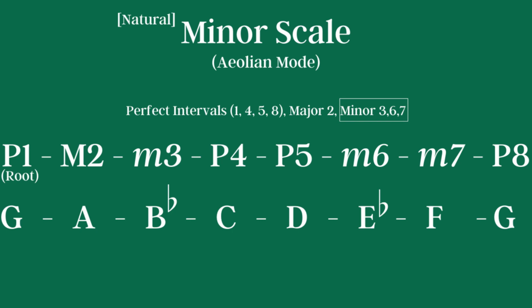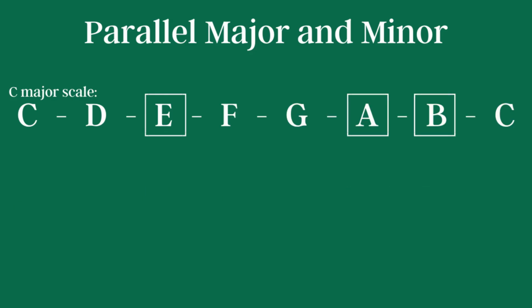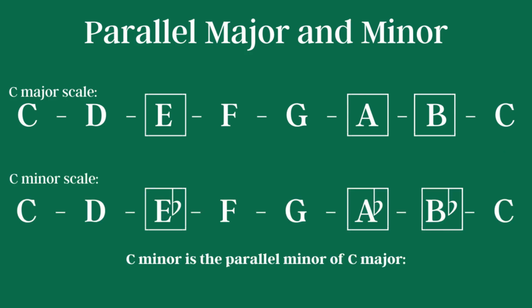Let's quickly look at how these scales compare to their parallel majors, which is the major version of the same root note. Remember that the only difference between the two is the 3rd, the 6th, and the 7th. So C major is C, D, E, F, G, A, B, and C. And C natural minor is C, D, E flat, F, G, A flat, B flat, C.